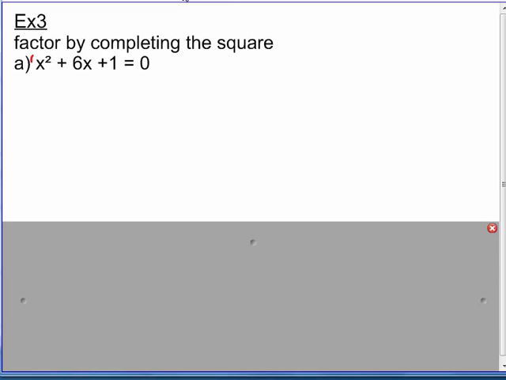So let's take a look at example 3 here. We have a 1 there in front of the x squared. So the first thing I'm going to do, I'm going to get the x squared and the x on one side, the 1 on the other. So I'm going to move the 1 to the other side. I subtract 1 from each side, I get this.